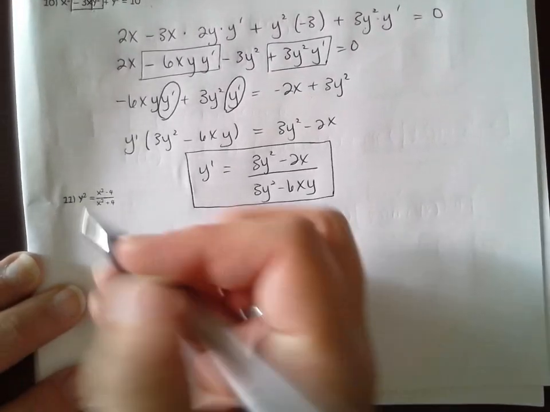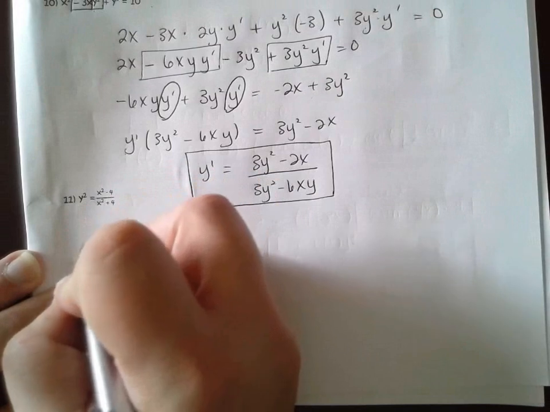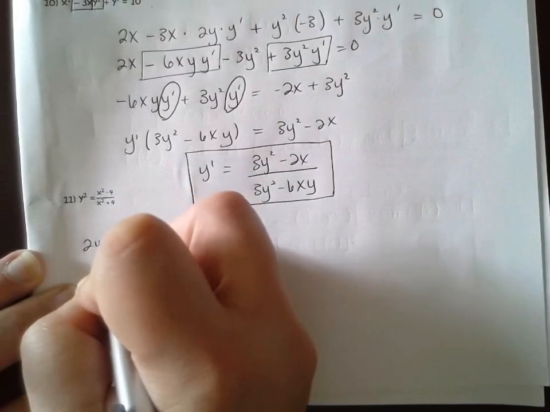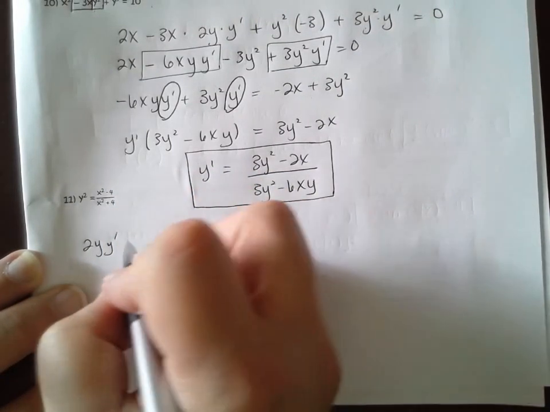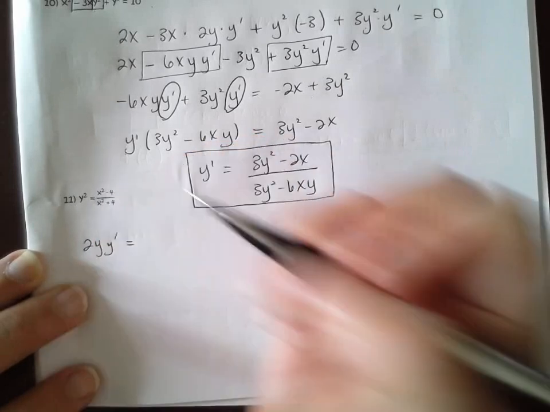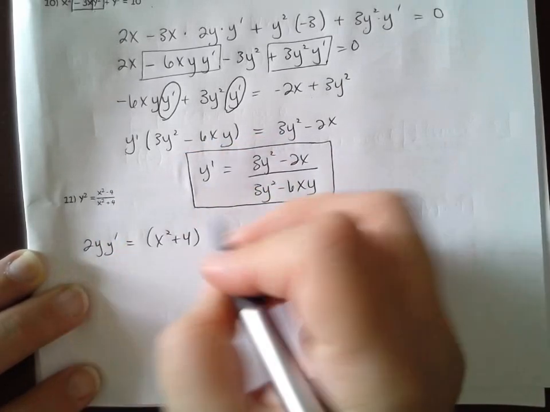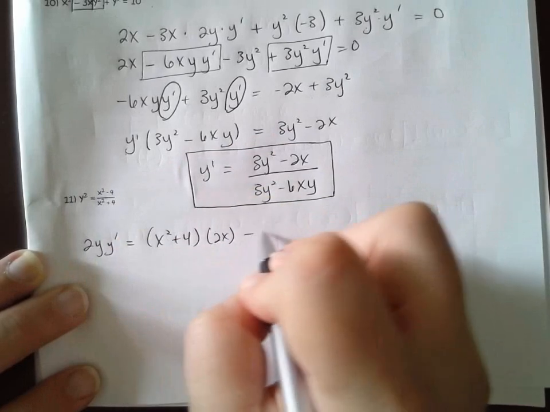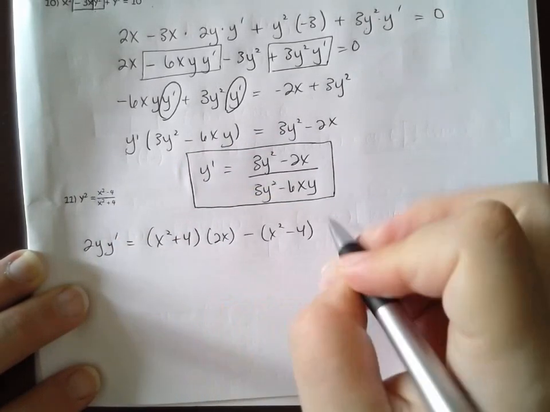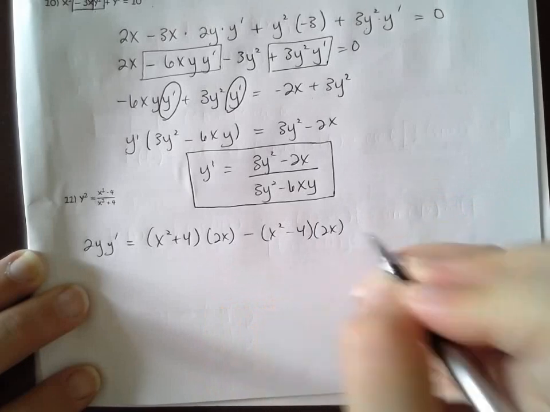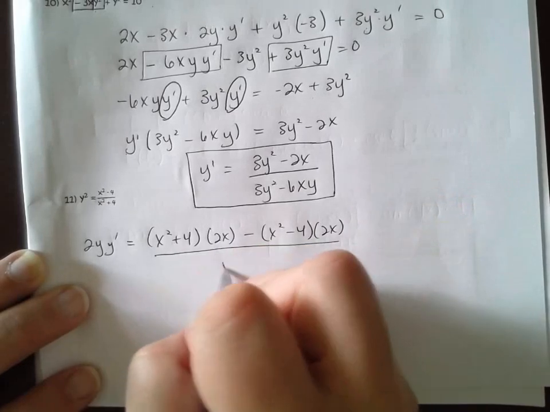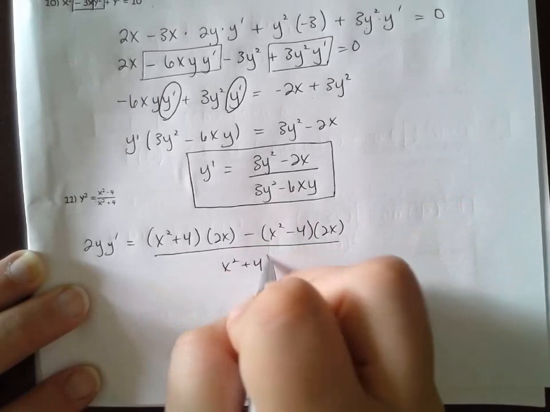Same thing here. Derivative of y squared is 2y, but we took the derivative of y, so tag on y prime. And then hopefully you recognize this as the quotient rule. The denominator times the derivative of the numerator minus the numerator times the derivative of the denominator over the denominator squared.